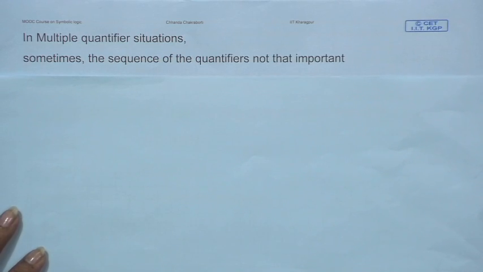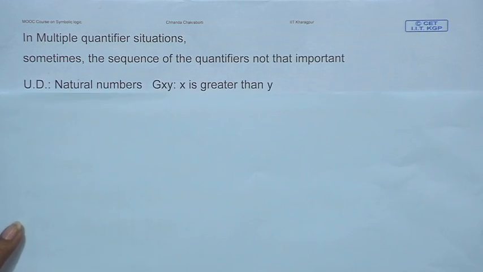As you saw in the overlapping quantifier situation, we had two quantifiers lined up one next to the other, the sequence. Now, sometimes this sequence is not important. The weightage of one quantifier is not over the other. Okay, let's take a look. Sometimes this sequence is not going to matter that much.